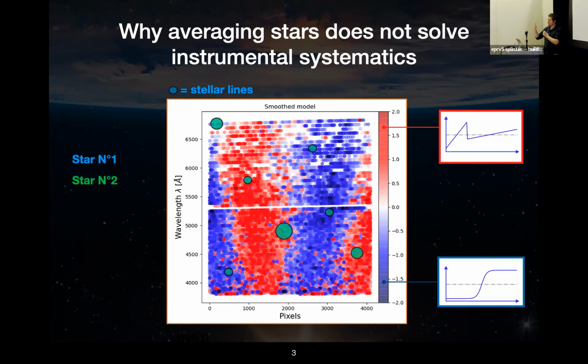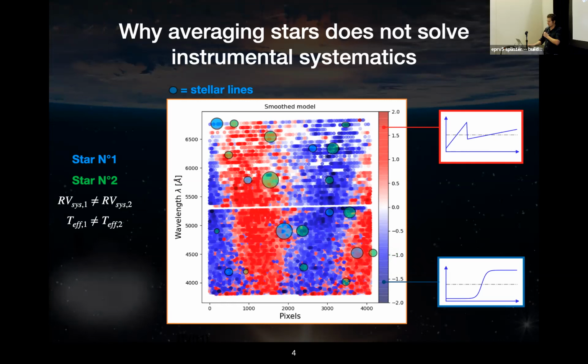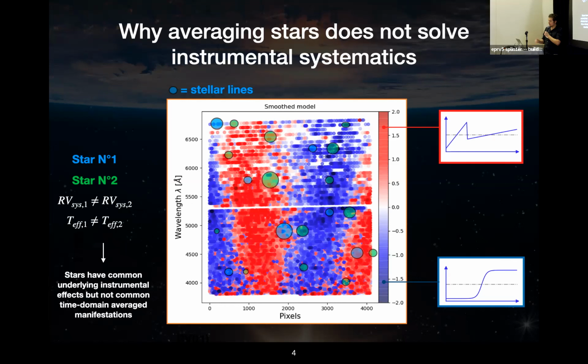Now, this is true for one star, but if you have another star, that star doesn't have the same systemic radial velocity, so it's slightly shifted. Also, that star does not have the same effective temperature, so the weights of the lines are changed. And also, it doesn't have the same chemical abundance. So even if the common effect is the same on the detector, in the time domain, the effect is not the same.